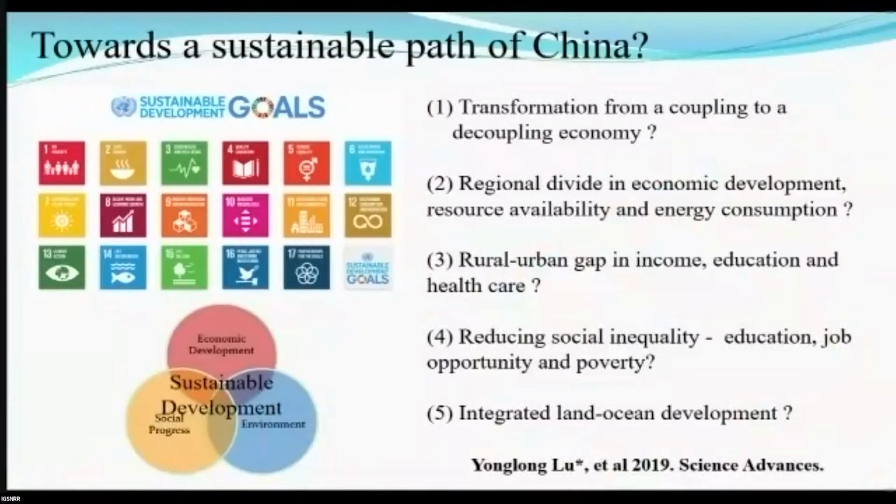Now I would like to share with you one of our papers, published in Science Advances the year before last. It is devoted to evaluating the sustainable development path in China over the past 40 years. In 1978, as you probably know, China launched the opening up and reform policy. Over 40 years, how has China been going towards sustainability? In terms of the 17 SDGs, we selected the most challenging ones for the development of China.